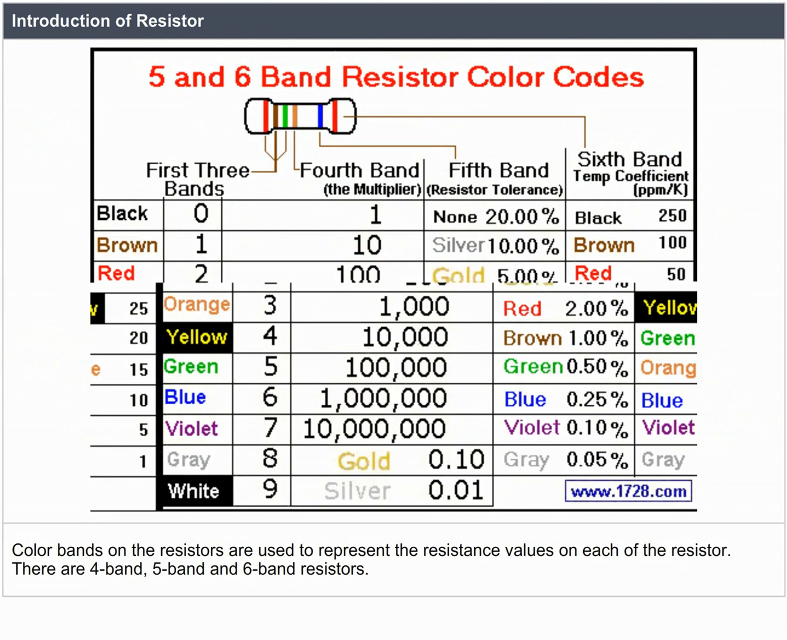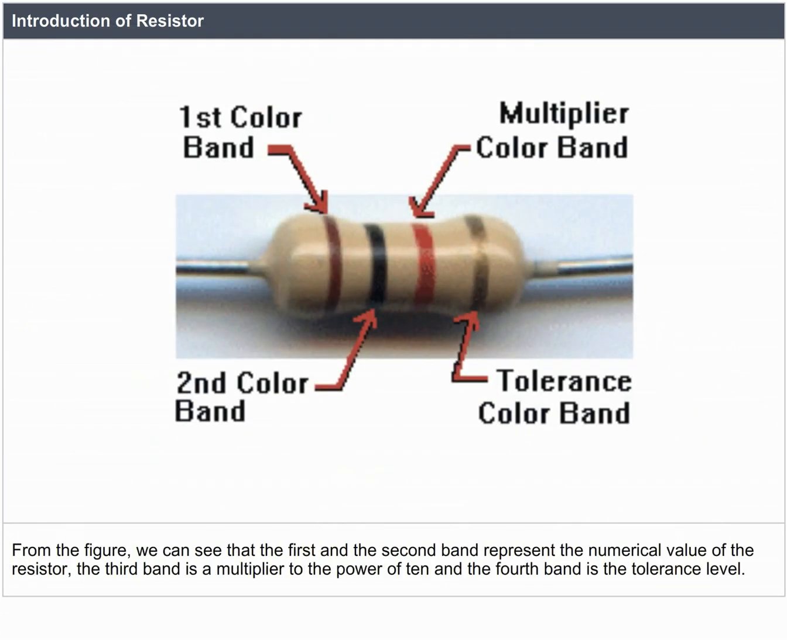There are 4-band, 5-band, and 6-band resistors. From the figure we can see that the first and the second band represent the numerical value of the resistor, the third band is a multiplier to the power of 10, and the fourth band is a tolerance level.